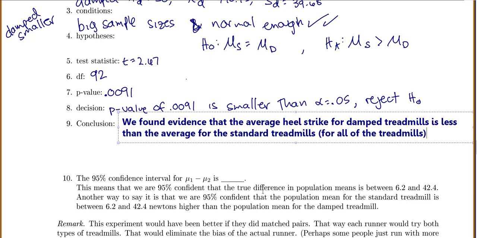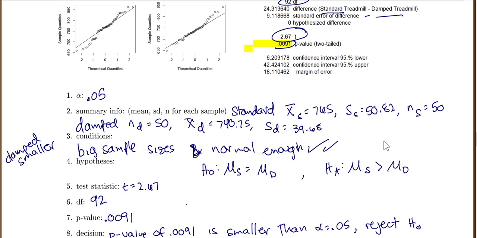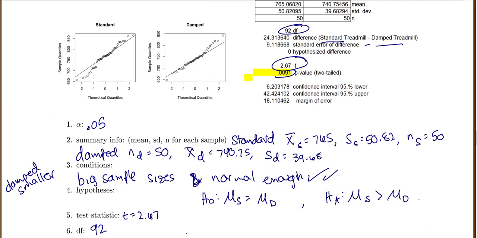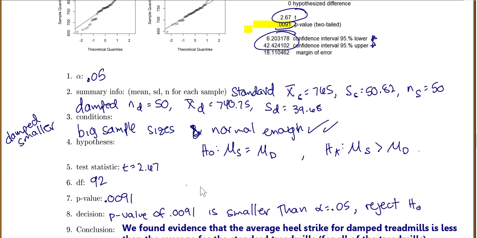Now, our 95% confidence interval for the difference in the means is what? We haven't talked about how to find a confidence interval for it, but look up here in my output. Notice confidence interval. I don't even have to know how. I can just read it off of my computer output. It looks like it's 6.2 to 42.4.